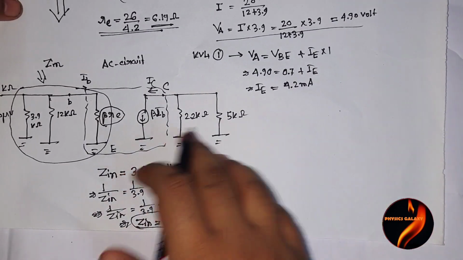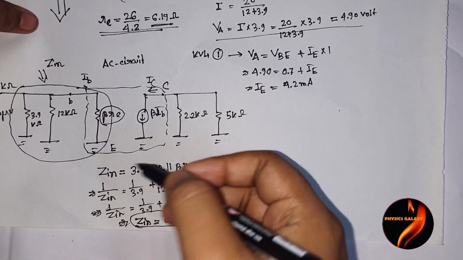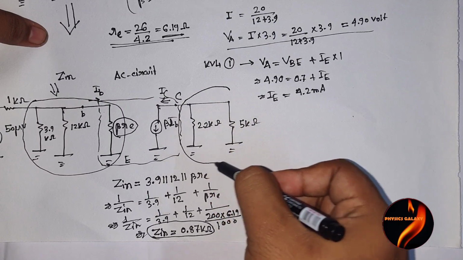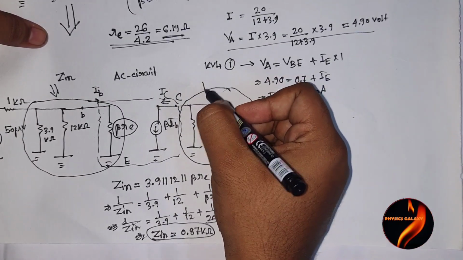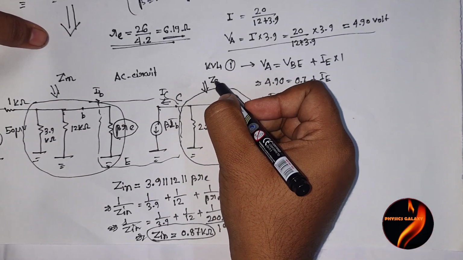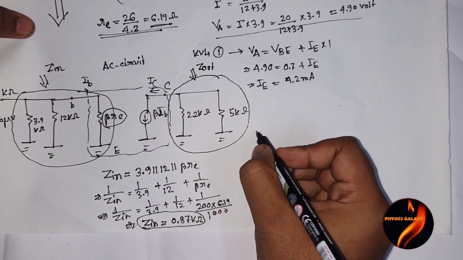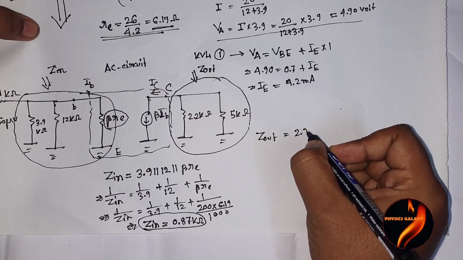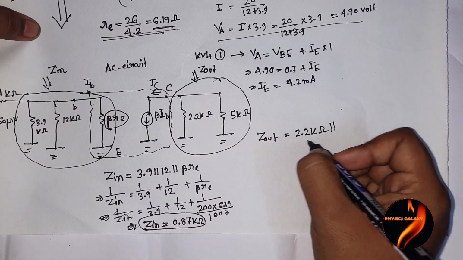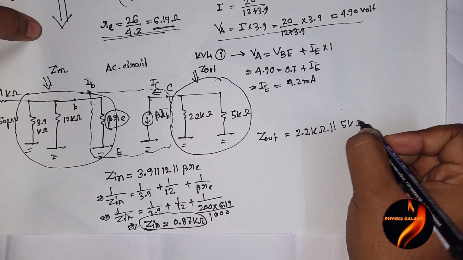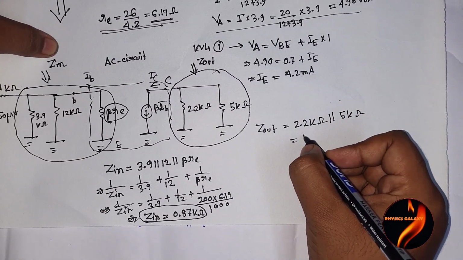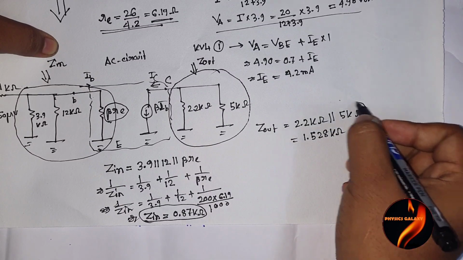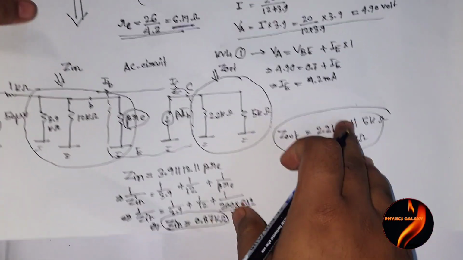Next we have to find the output impedance for the given circuit. Let us denote the output impedance by Z out. Z out is the parallel combination of these two resistances, which are 2.2 kilo ohm and 5 kilo ohm. This gives 1.528 kilo ohm. So this is the output impedance of the given circuit.